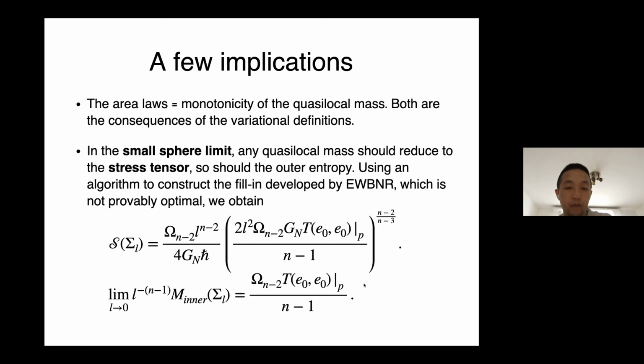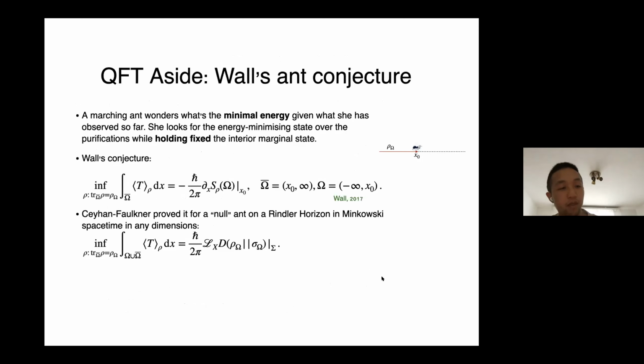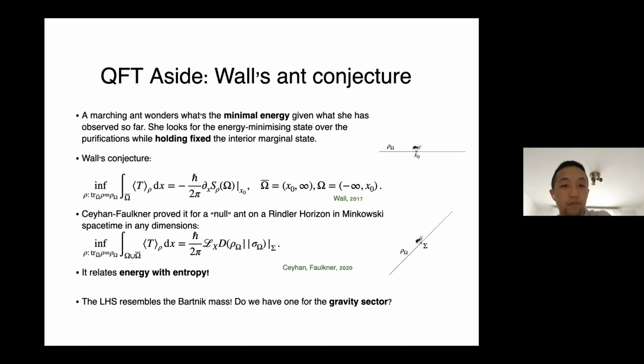So we'll come back to this here. Let me see how much time I have. Okay, so let me quickly mention the very last implication. This is something called the N conjecture in quantum field theory. And the N conjecture is just the following scenario.